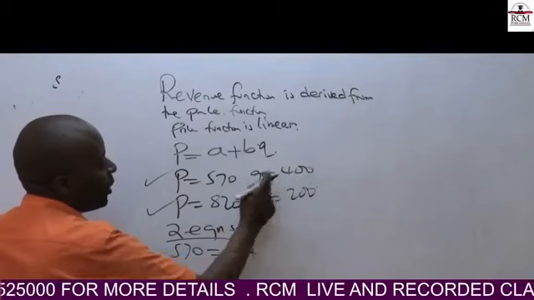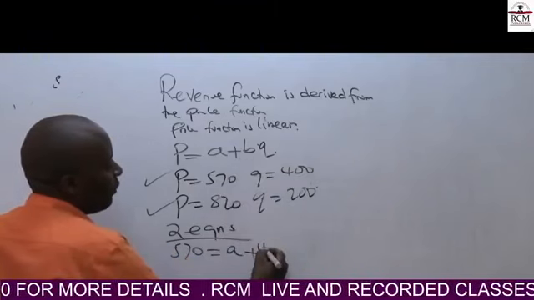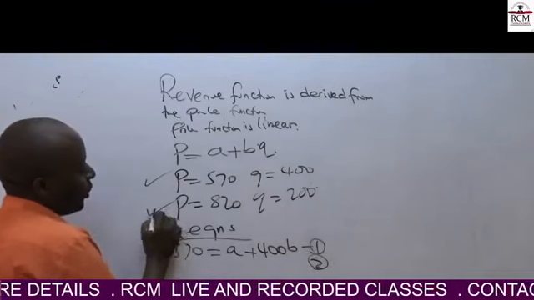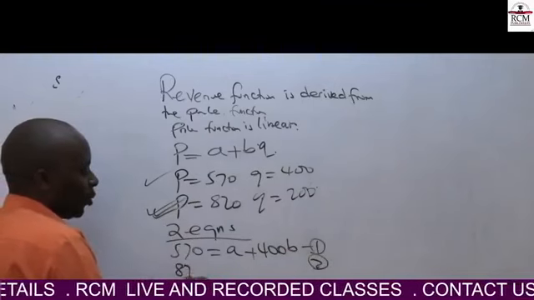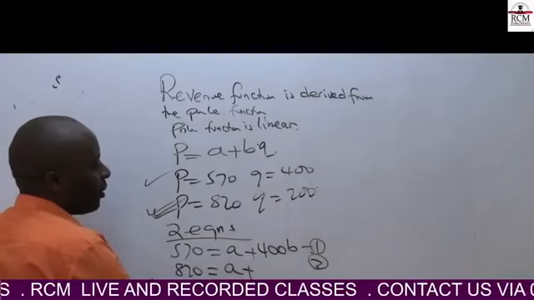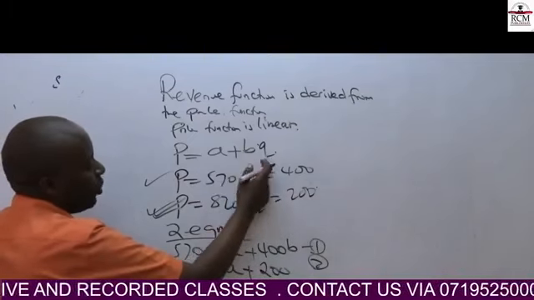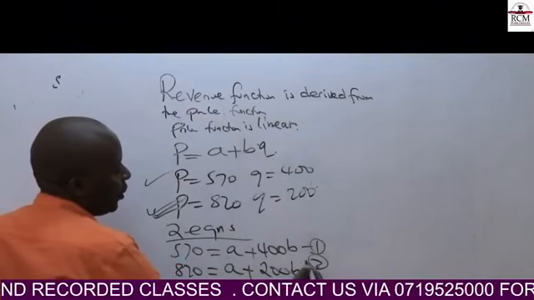Q is 400. So B times 400. So that gives us 400B, equation number 1. Equation number 2, using the second point, price is 820 equals A plus 200BQ. Q is 200. So 200B, equation number 2.